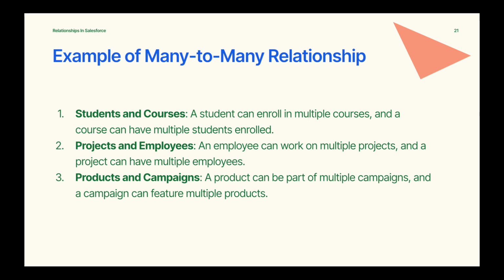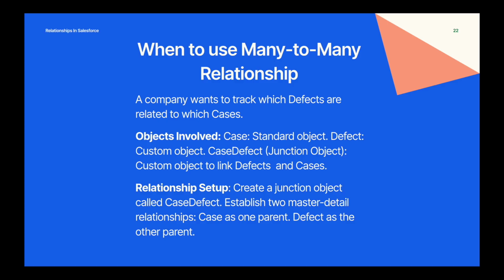Another example is projects and employees. Again, an employee can work on multiple projects, and a project can also have multiple employees. And similarly with products and campaigns, a product can be part of multiple campaigns, and a campaign can feature multiple products as well. Let's move on.